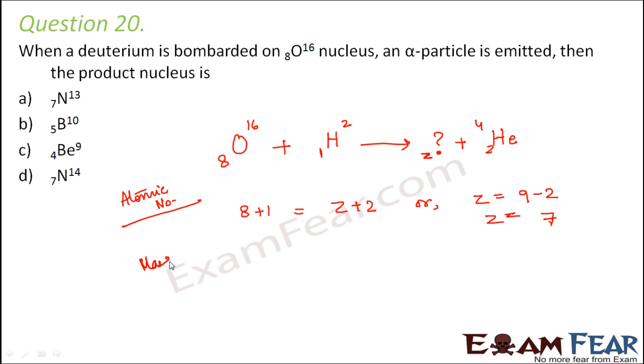Now let us talk about the conservation of mass number. We can say 16 plus 2 should be equal to, let us say the mass number of this product nucleus is A, so this should be equal to A plus 4. Or we can say A is equal to 18 minus 4, which is equal to 14. So the mass number will be 14. That means the correct answer is N 7 14.